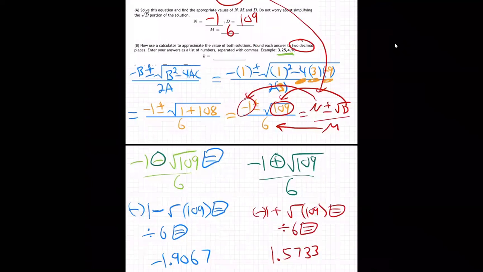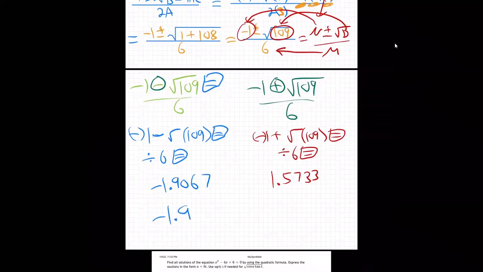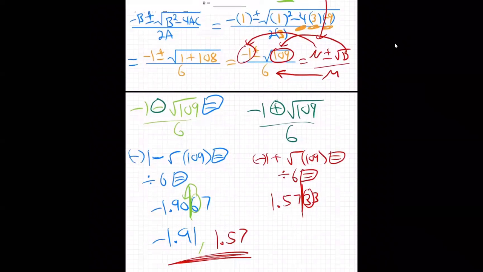Yeah, 2 decimal places. So this would then be negative 1.91. Remember rounding? You stop after 2 places. If the one after the wall is 5 or more, you round up. Comma, the other one, stop after 2 places. The one after the wall is a 3, so you leave it. 1.57. There would be the 2 answers separated by a comma. There we go.